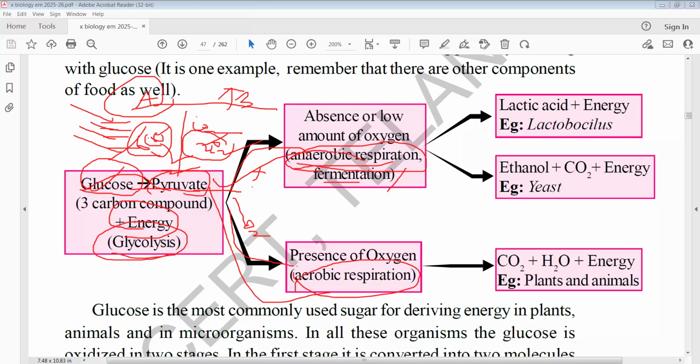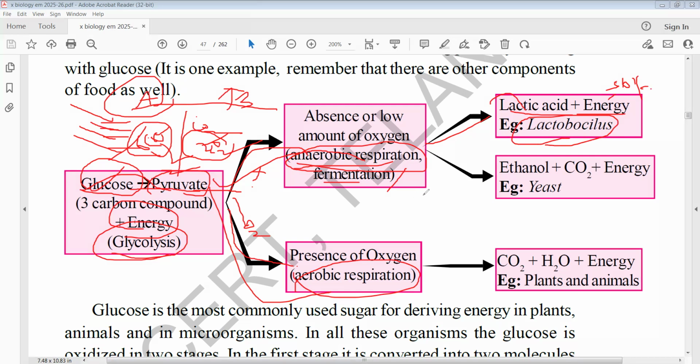So what is the main result during anaerobic respiration? During anaerobic respiration, glucose is converted into lactic acid in the muscles of the human body and animals, and some energy is also released. How much energy? 56 kilocalories. A low amount of energy is released. And the bacteria which converts glucose into lactic acid is lactobacillus.